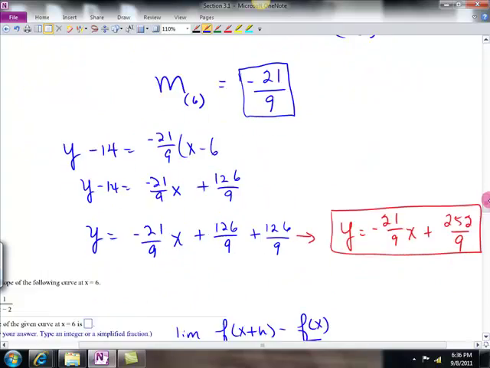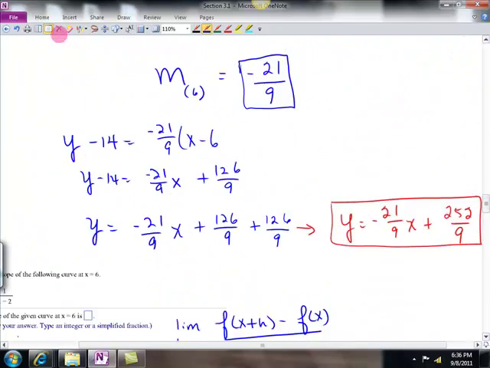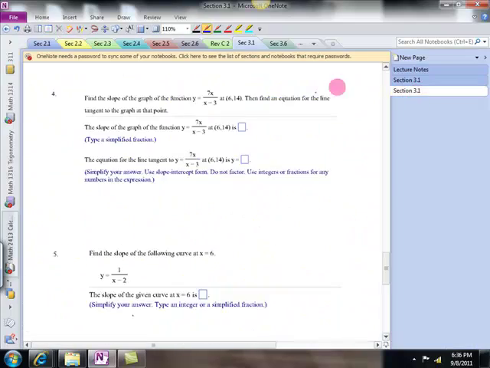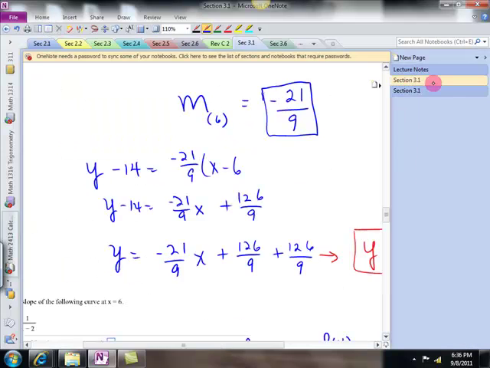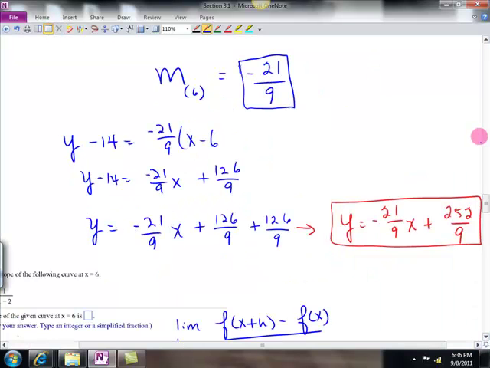Okay. All right. So let's go back and look at, what are we on? Number 5? So you divide 252 by 9 and you come back to here? Yeah. You could. I just didn't do it because I was working in the fractions, but yeah. Yeah, 28.